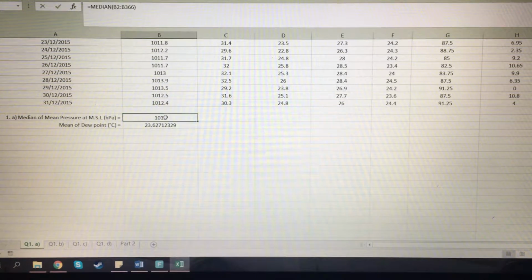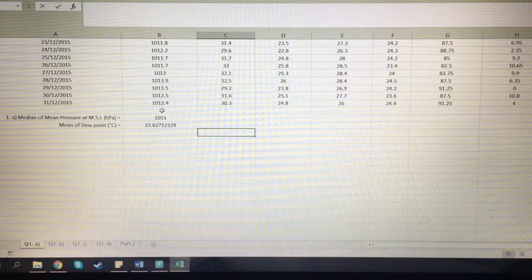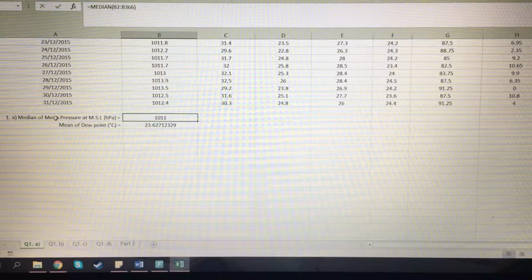This is my part 1 question A. To find the median, I used the median function and then I highlighted the mean pressure from January all the way to December, and then I entered and I got 1011.